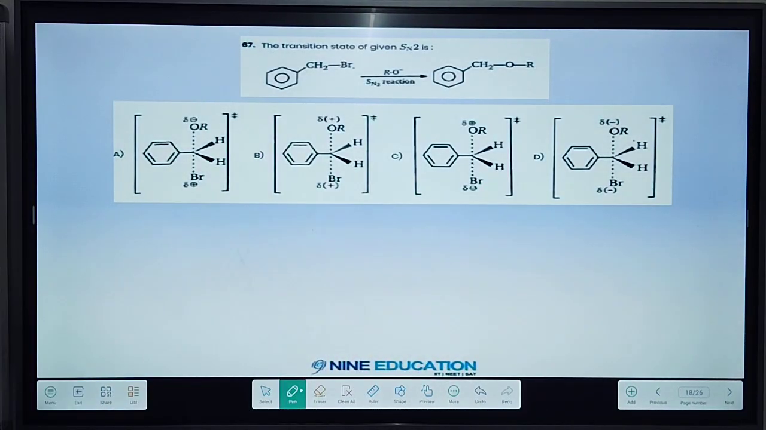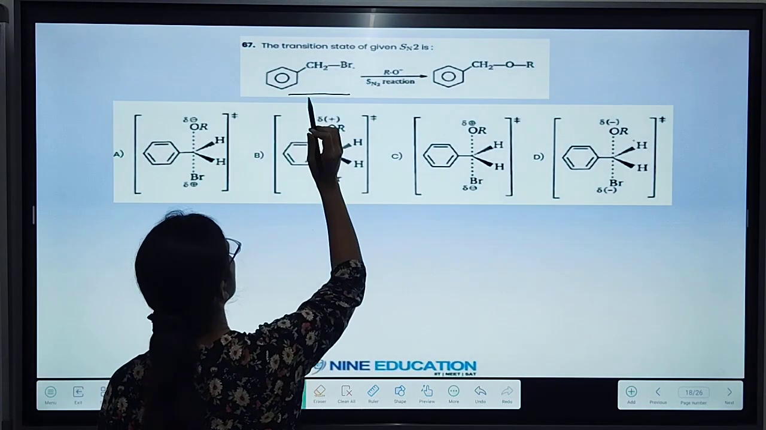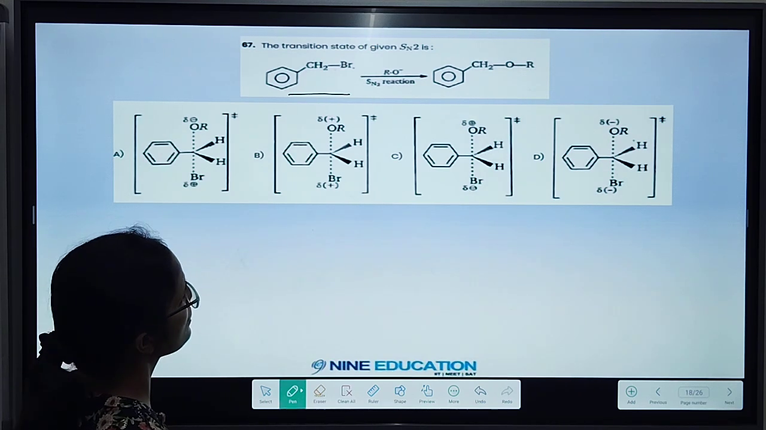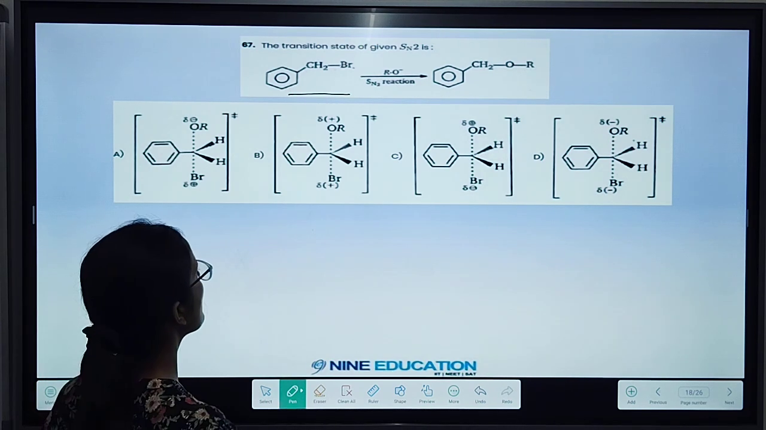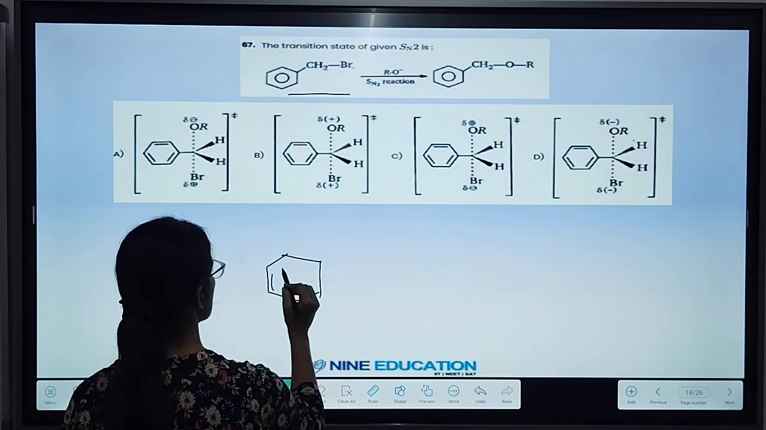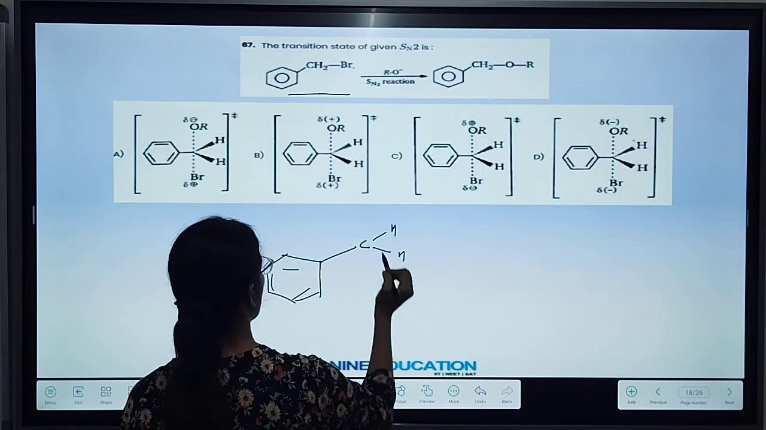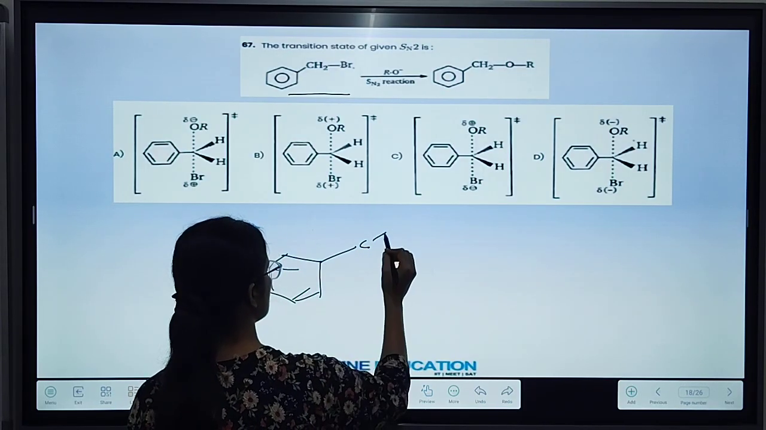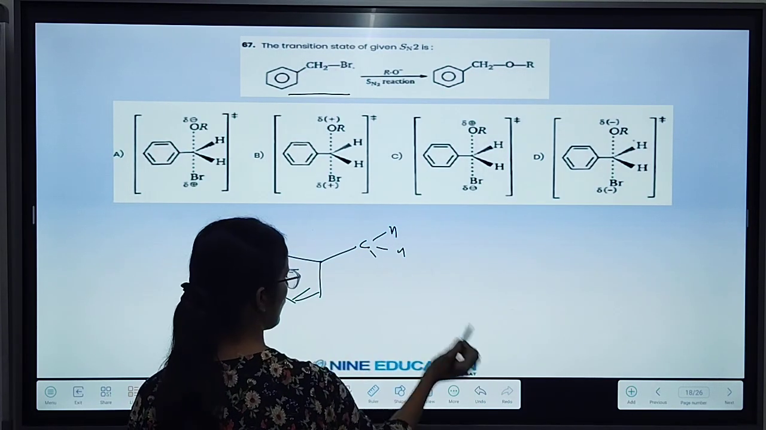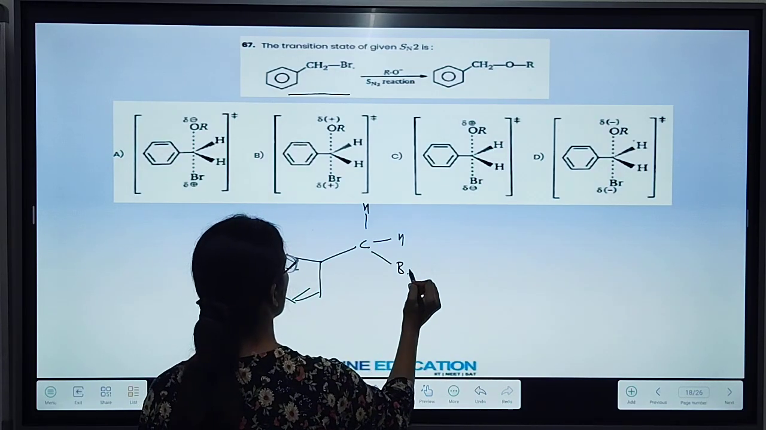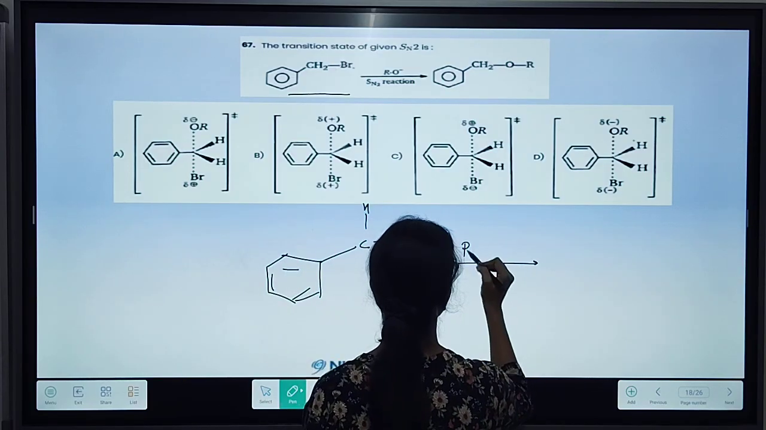Coming to 67, the transition state of the given SN2 is... okay, we are having some reactant, we are reacting it with RO minus. SN2 reaction, fine, we need to talk about the transition state. So we know that in an SN2 reaction, we will be having benzene connected with CH hydrogen, and we will be having Br, and we need to react it with RO minus.